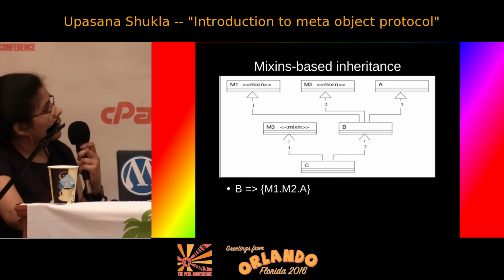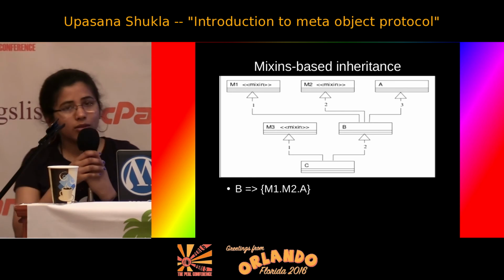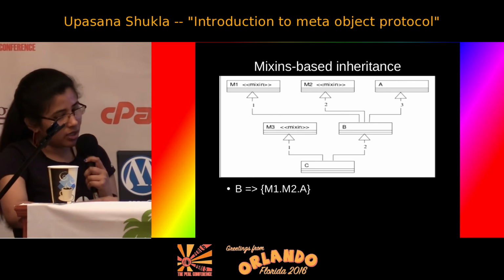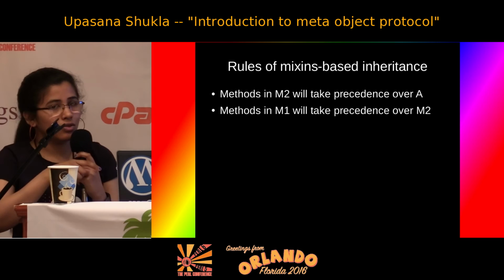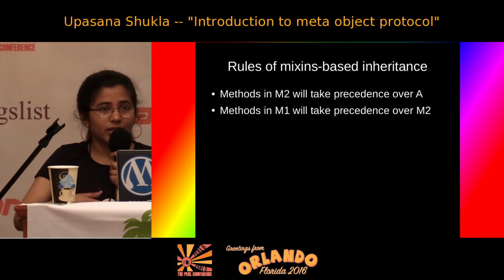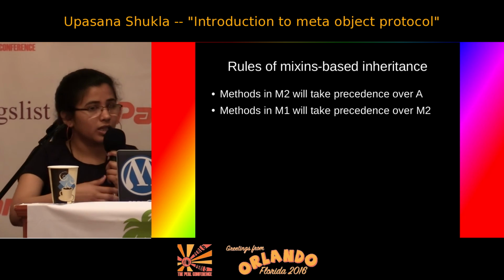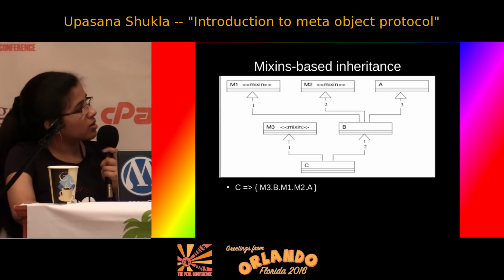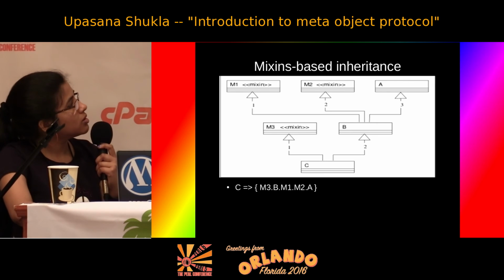So methods in M2 will take precedence over methods in A. If I have a method foo defined in both M2 and A, then the method foo in M2 will take precedence over method foo in A. And a similar thing will apply for M1 and M2. If there is a method bar in both M1 and M2, then the method bar in M1 will take precedence over method bar in M2.